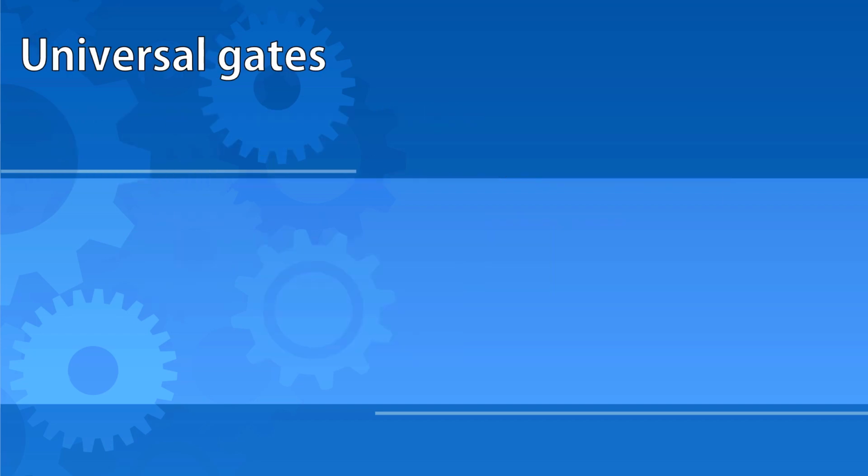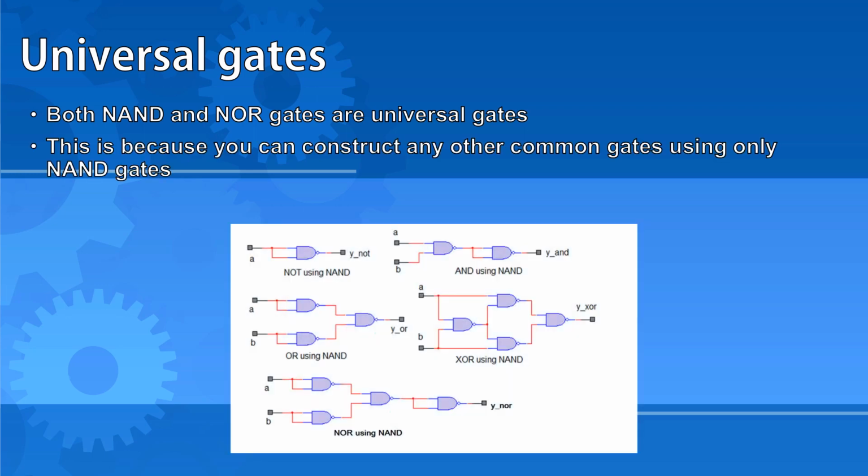Both the NAND and NOR gates are considered to be universal gates. This is because you can construct any other common gate types using only NAND gates or NOR gates. This has massive production advantages, meaning that they can produce a lot more of these, making them much cheaper.